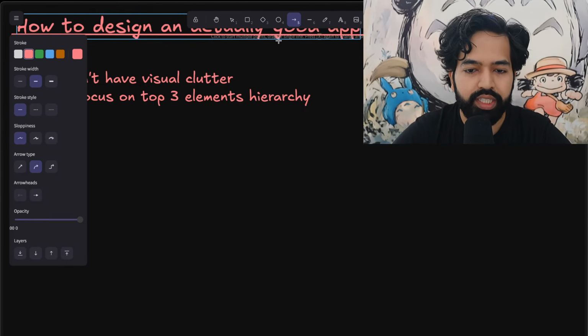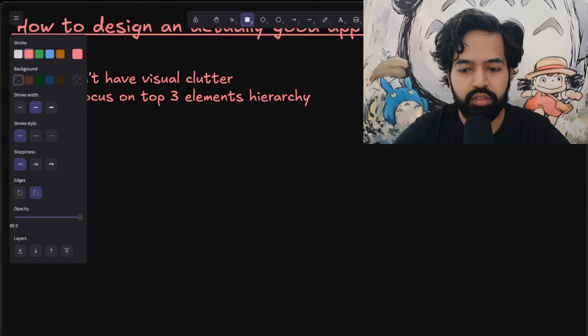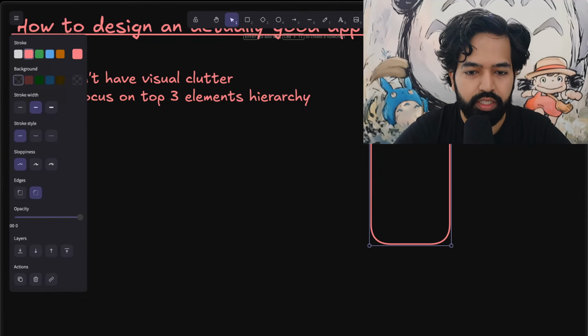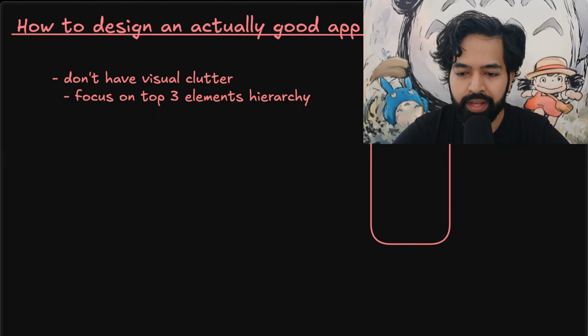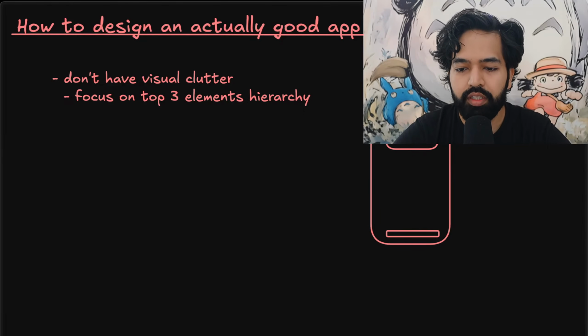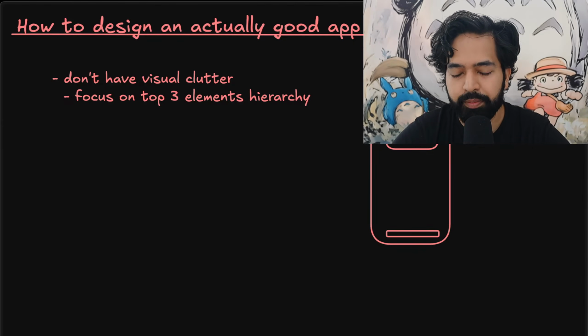Let me draw a rectangle here to denote an app. So imagine this is your screen. And there's something here. And there's something here. And there's something here. Immediately, before I even do anything, as soon as you look at this, your view goes to this because there's a clear hierarchy on the screen.